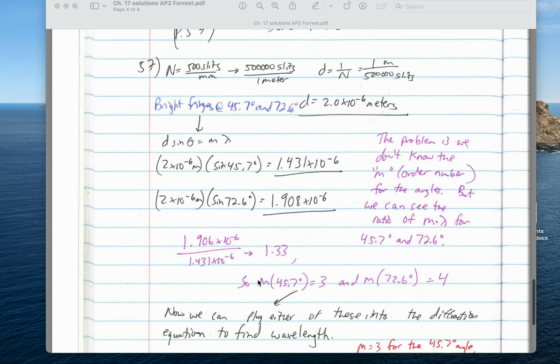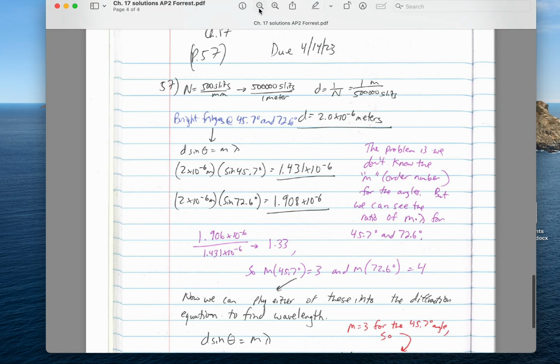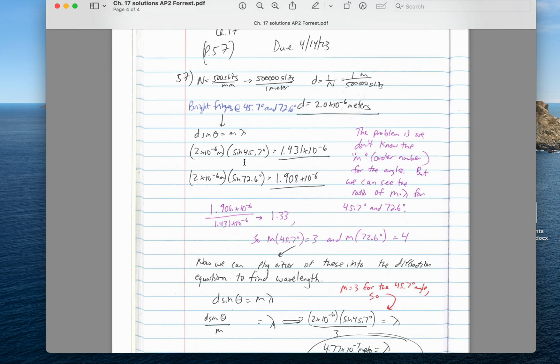Problem 57 is the last one. We went over this in class also, so this took kind of a whole page for me. We had 500 slits per millimeter. That's 500,000 per meter. So that's a distance between them of 2 times 10 to the negative 6 meters. And the key with this is it was asking what the wavelength is, but what you really had to do is multiply these things through because we were given the angles.